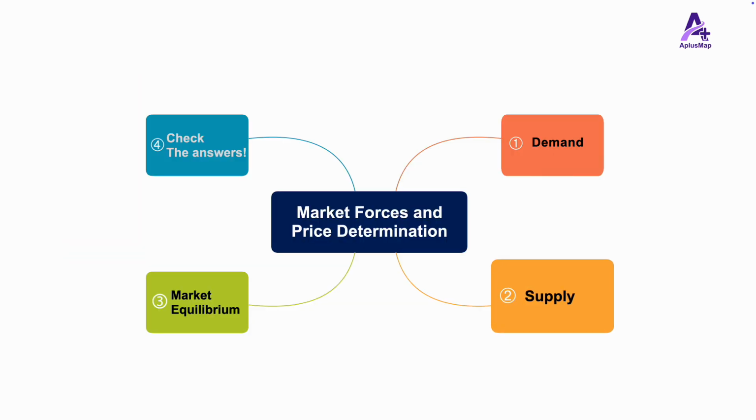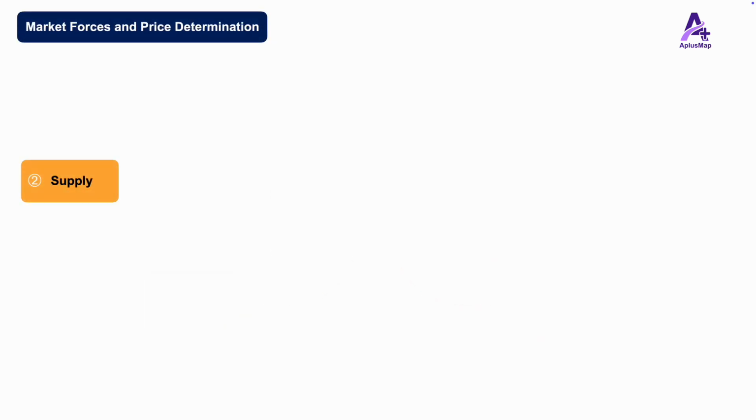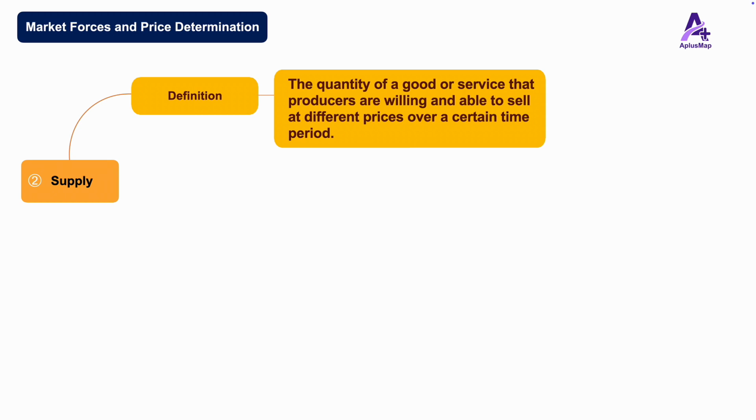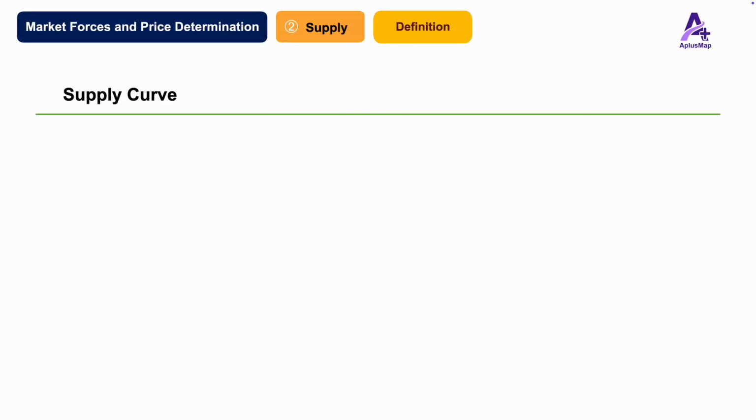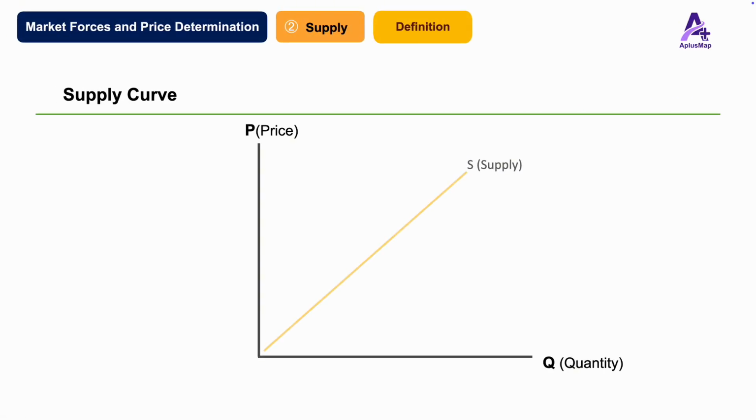Let's talk supply. So supply is basically the amount of a good or service that producers are willing and able to sell at different prices, again, over a specific time period. Willing and able, just like demand. And it has a curve too, right? But it looks different. Yep, the supply curve is upward sloping from left to right, which tells us higher price, producers want to sell more.